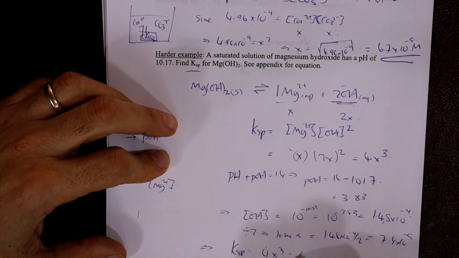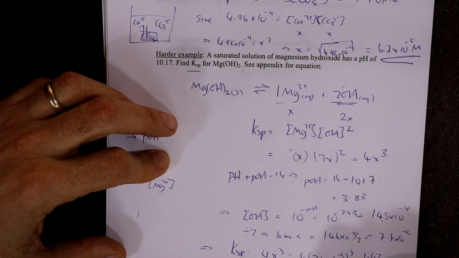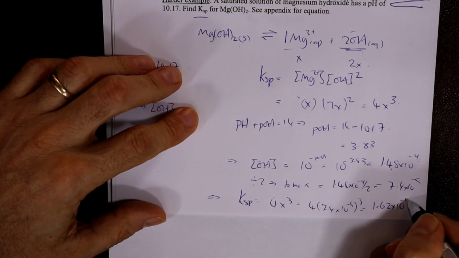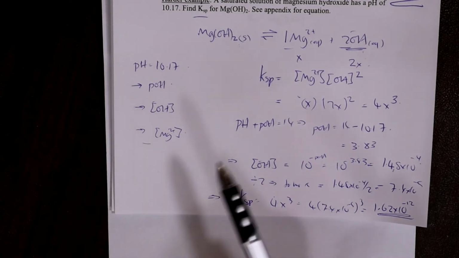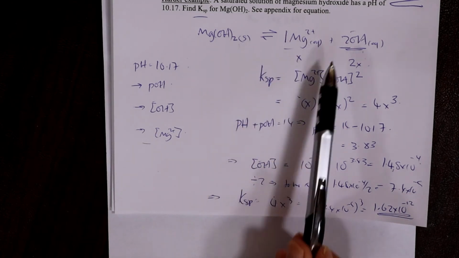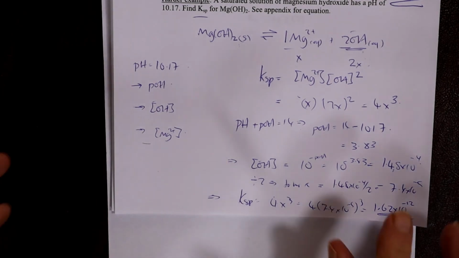Therefore Ksp, 4X cubed equals 4 times 7.4 times 10 to the minus 5 cubed, 1.62. Oh, sorry, bring it up. 1.62 times 10 to the minus 12. All right, so it's a tiny number, but you expect tiny numbers for solubility products, don't you? Okay. So given the pH of a sparingly soluble salt that features an OH minus ion, you can find Ksp. And that's a favorite for tests, so beware of that.